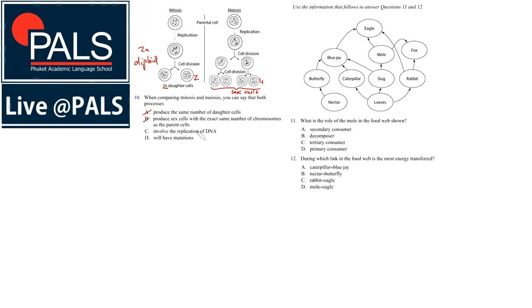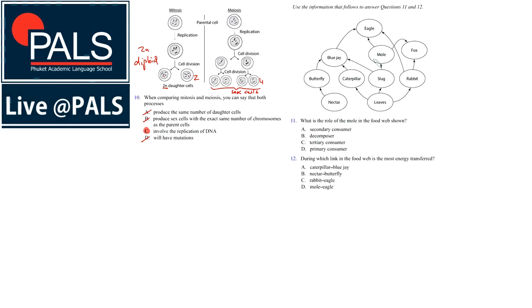Involve the replication of DNA. Replication, replication. So that sounds great. Yes, both involve replication of DNA. If we want, after mitosis, the same number of chromosomes in 2 cells, that means that before this is possible, the DNA needs to double. We'll have mutations, not necessarily. So C is the correct answer.